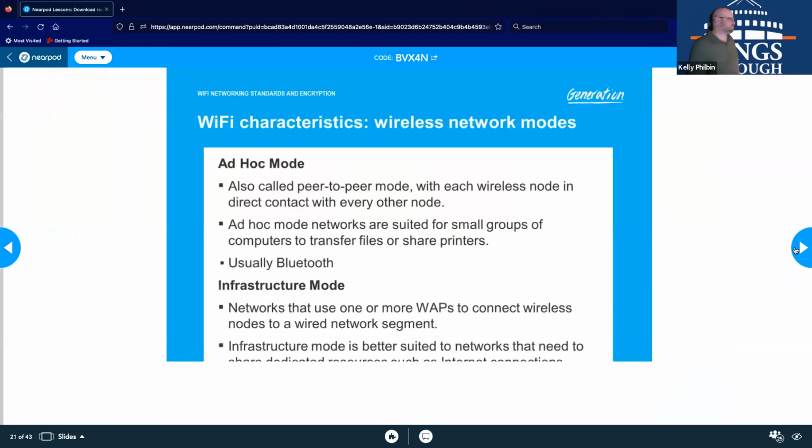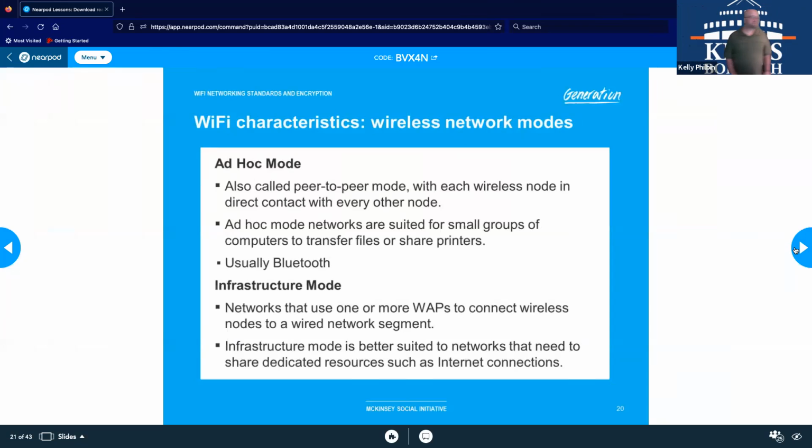All right. So with that, kind of cruise on a little bit. Other Wi-Fi characteristics that we need to be aware of. One is ad hoc mode, which is also called peer-to-peer mode. This is a nice technology, but the problem is it also is a massive risk security-wise. With each wireless node, you can have direct contact with each other. So you essentially turn your Wi-Fi antenna to openly communicate with other computers. These tend to work pretty good in small groups to transfer files, share printers, all that kind of fun stuff.